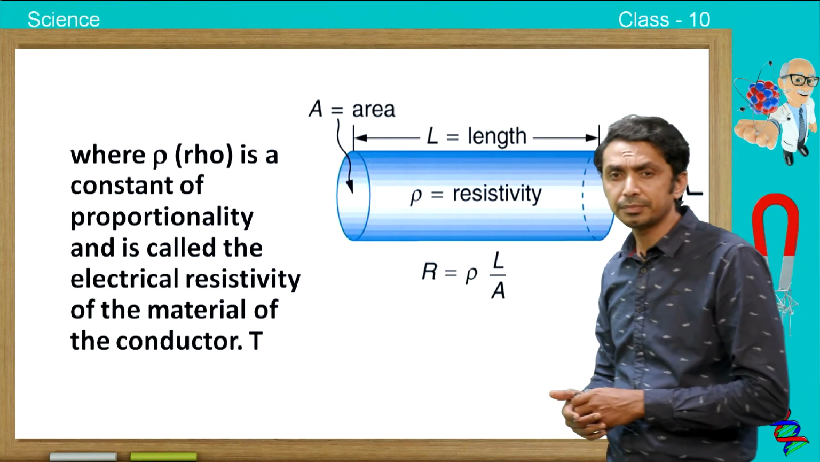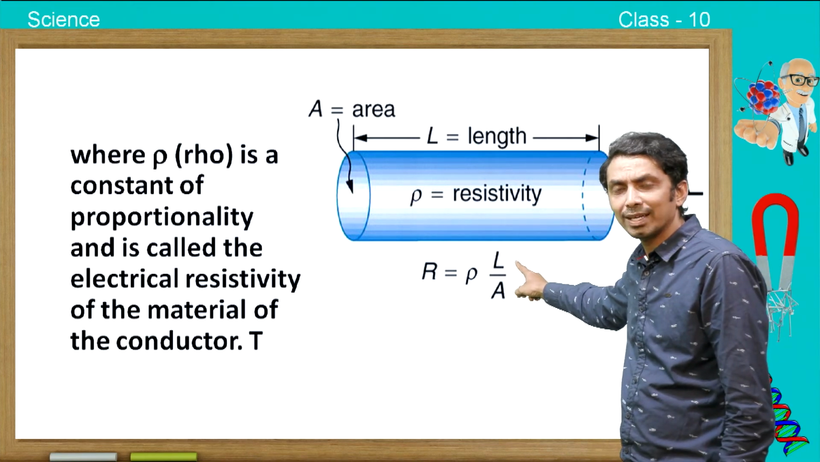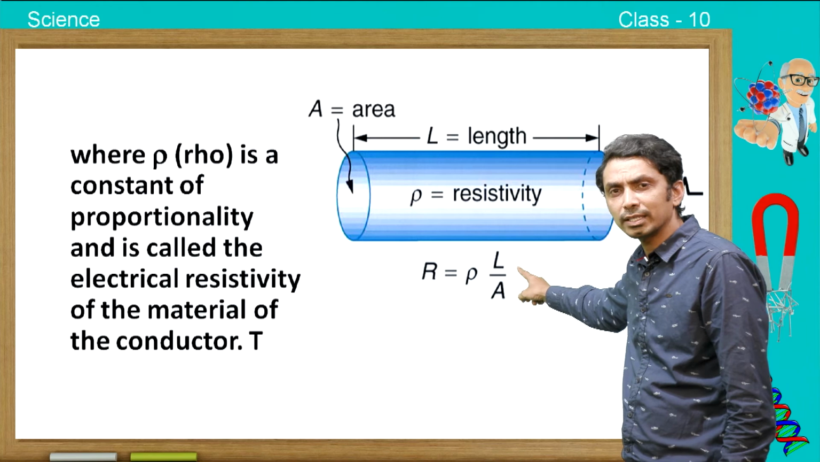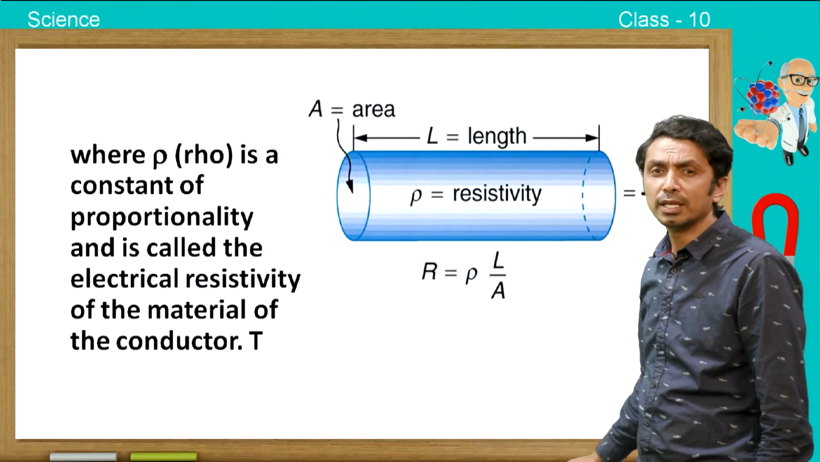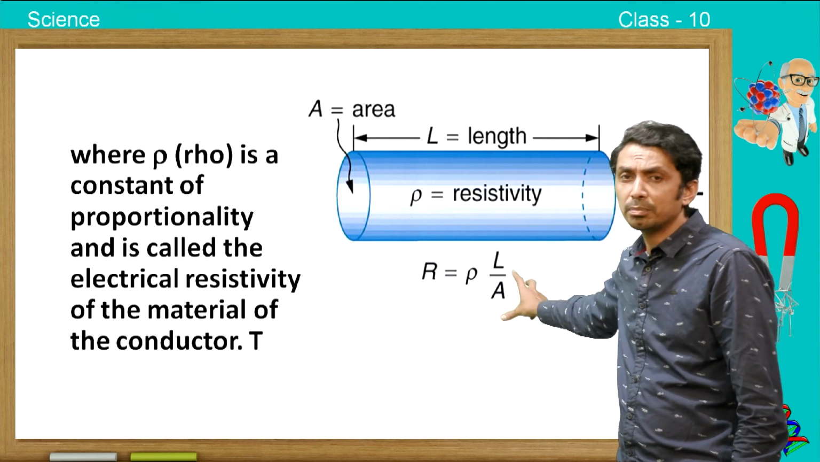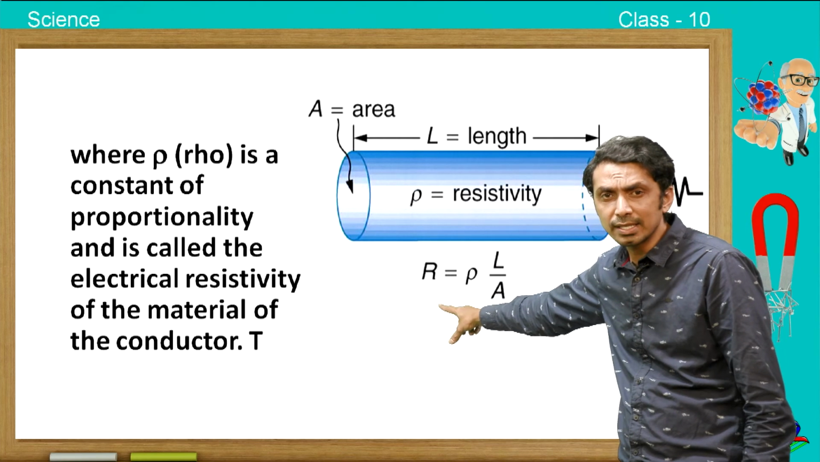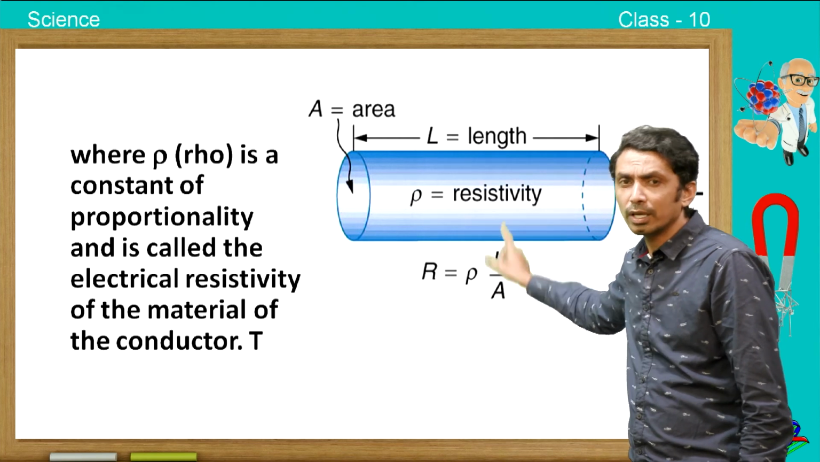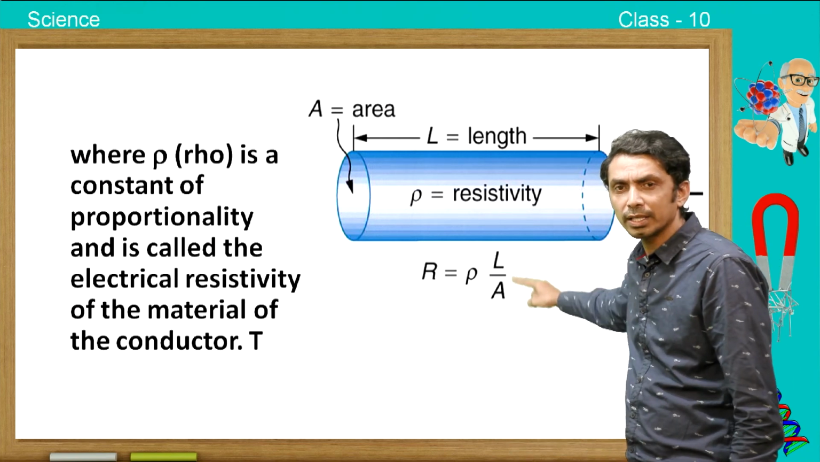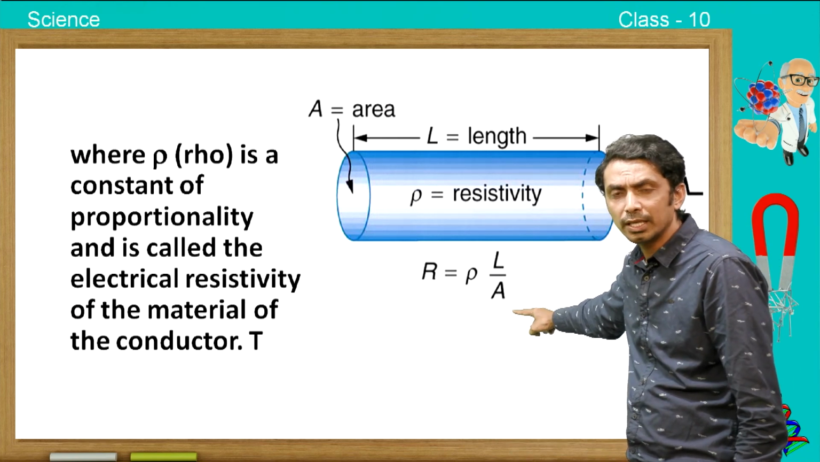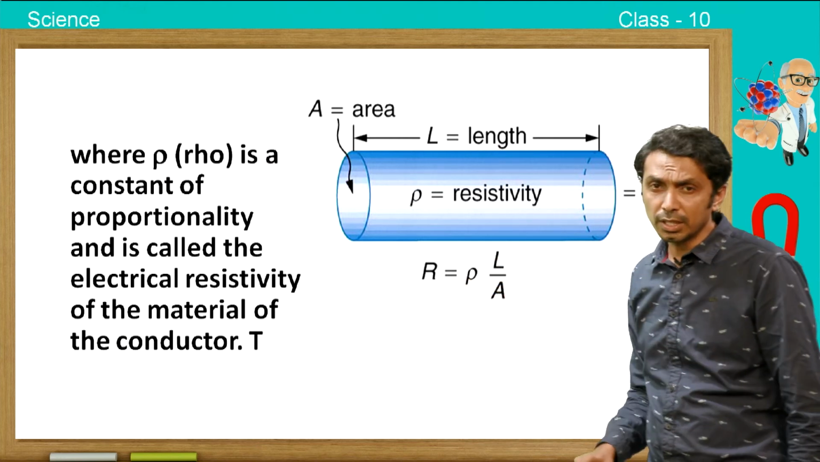That means if the length of the conductor is 1 unit and the area of cross section is 1 unit, then that conductor will have a resistance, and that resistance is equal to this resistivity. So L should be equal to 1 unit and A should be equal to 1 unit area. So there the resistance will be equal to resistivity.